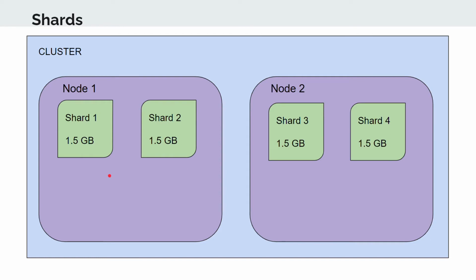Data within nodes can be further split up and stored in shards. By default, each node has one shard configured, and you can increase it according to your needs. So our data of 3 gigabytes can be stored in shards as shown below, where each shard is storing 1.5 gigabytes of data.